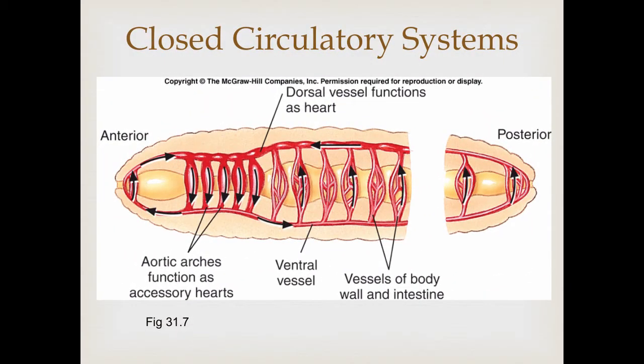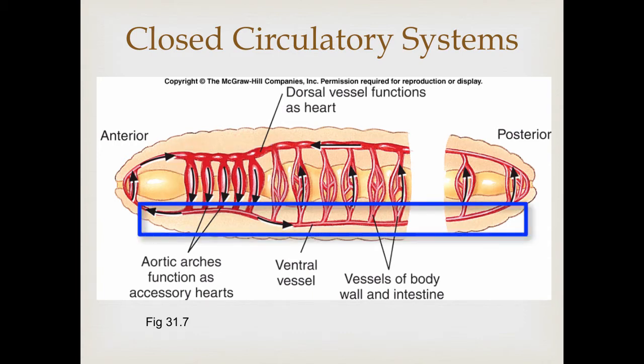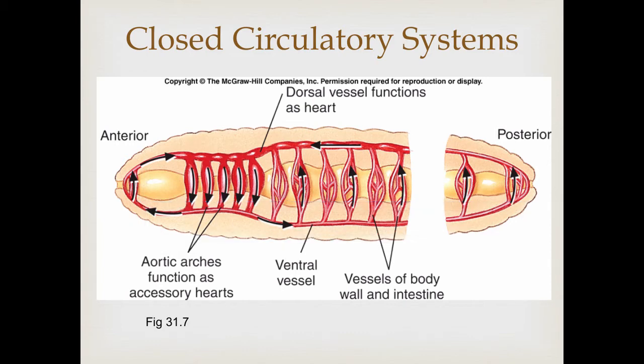So here's an example of a closed circulatory system in an earthworm. And you can see at the anterior or the head end of the worm, we have a series of aortic arches that serve as some of the hearts, the pumping structures. And the ventral vessel, in this case, is acting as the artery, pumping blood away from the heart. Then it goes through different parts of the body, through the arterioles and the capillary beds, before then it enters the venous system in the dorsal part of the worm, where it then is pumped back to the anterior end.